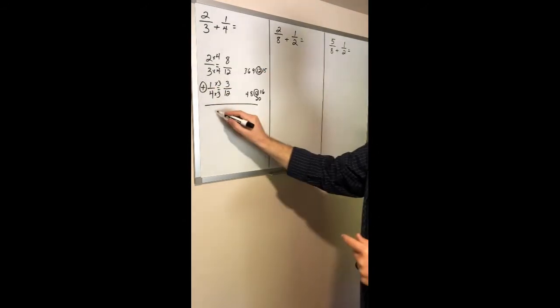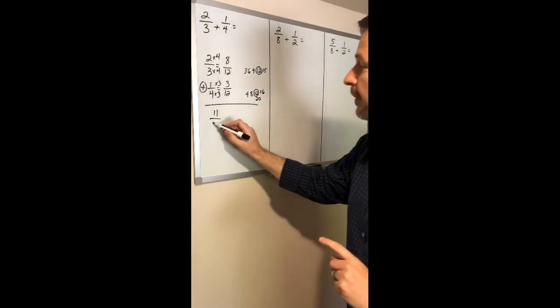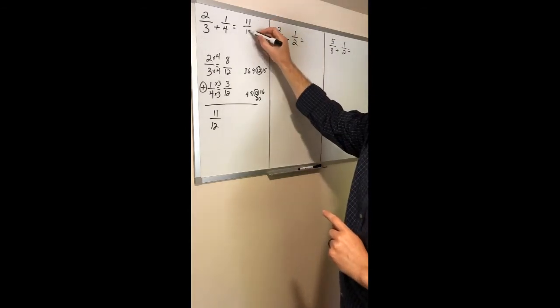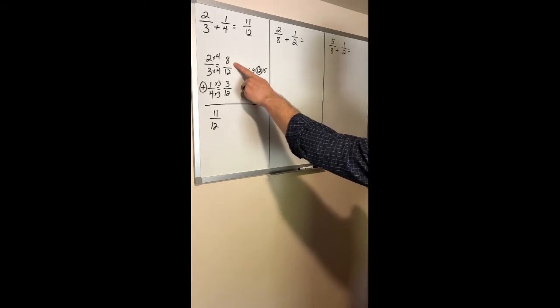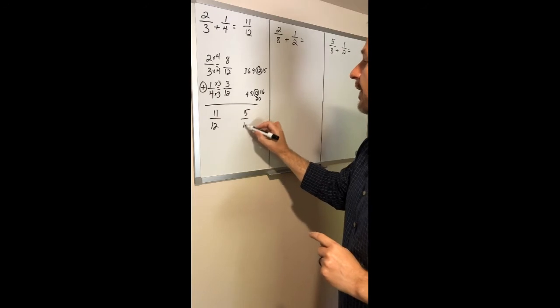So 8 plus 3 is 11. And I worked so hard to get that common denominator, so I'm going to keep it to make it 11/12. So the answer is 11/12. If this was subtraction, I would just say 8/12 minus 3/12 is 5/12.